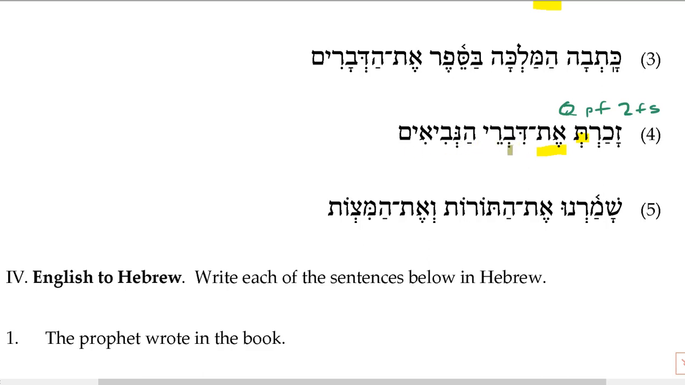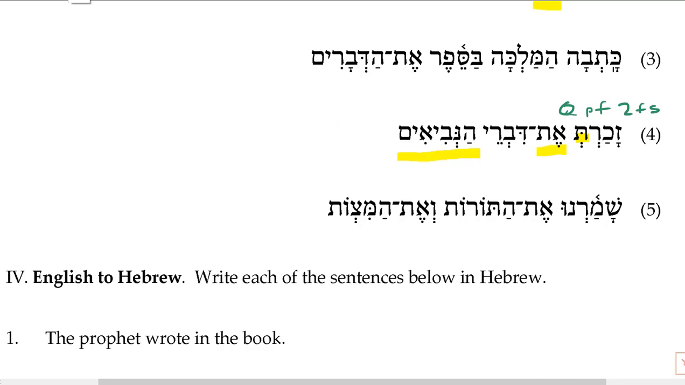Then we have this divrei haneviim. Well, divrei is a plural construct of davar, so that becomes words. And then haneviim is going to be our absolute noun in this construct chain, which is the prophets.